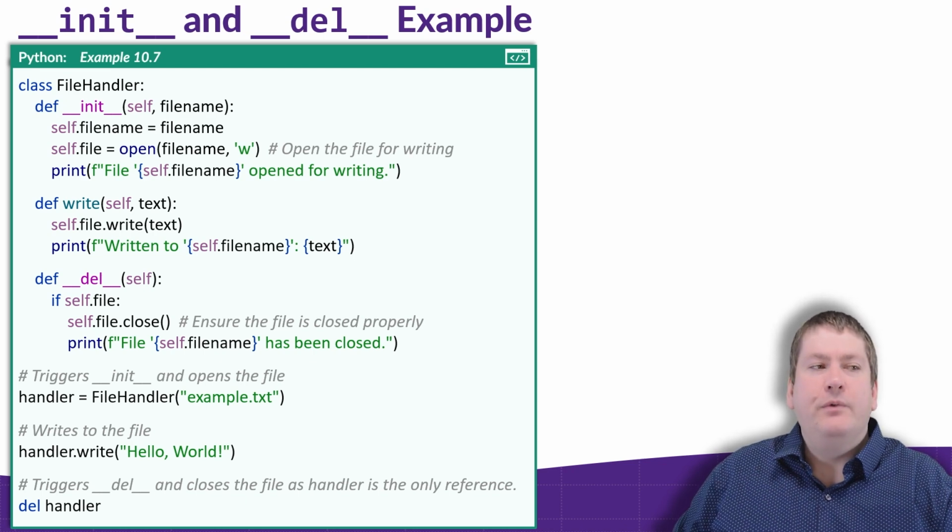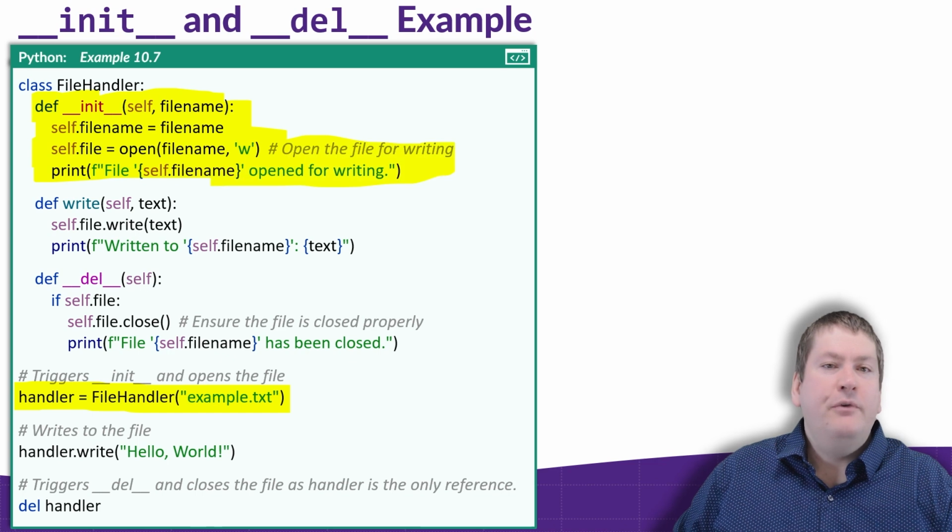So what are we actually doing with this class? Well, one of the first things we're doing is we're making an instance of the class. You can see that we're calling file handler, and we're passing it the file name example.txt. As this object is created, it's going to call the init method. This is going to open the file up and print out to the console.